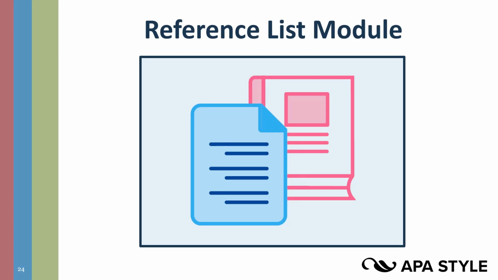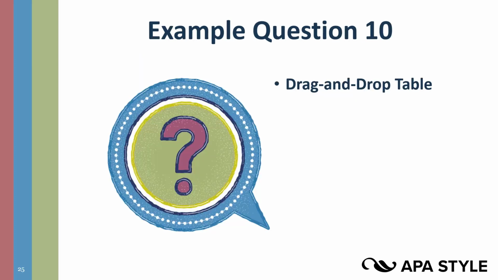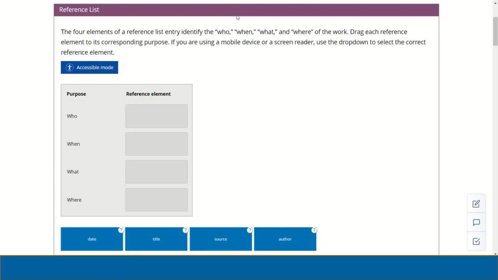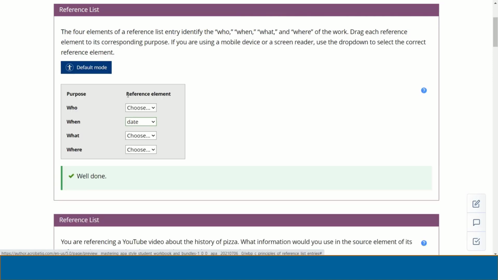Last, I'm going to show you 3 example questions from the reference list module. Example question 10, drag and drop table. This drag and drop table question in the reference list module asks me to match the reference list entry element of author, date, title, or source with its purpose, identifying the who, when, what, and where. As with the drag and drop image question, I just drag the rectangles to the appropriate spot in the table. Likewise, this question type also has an accessible mode that turns the drag and drop into drop-downs.